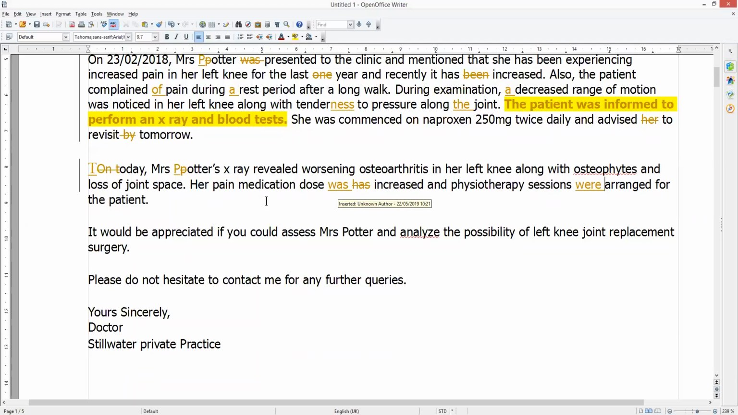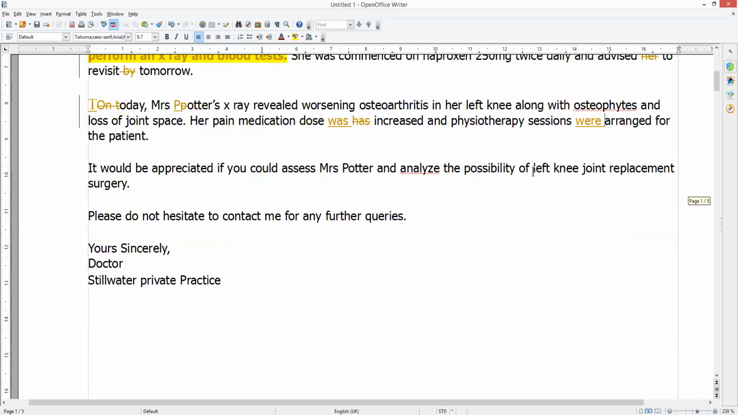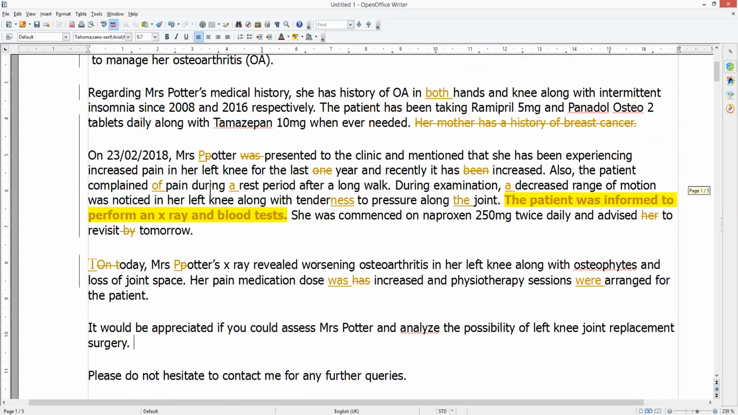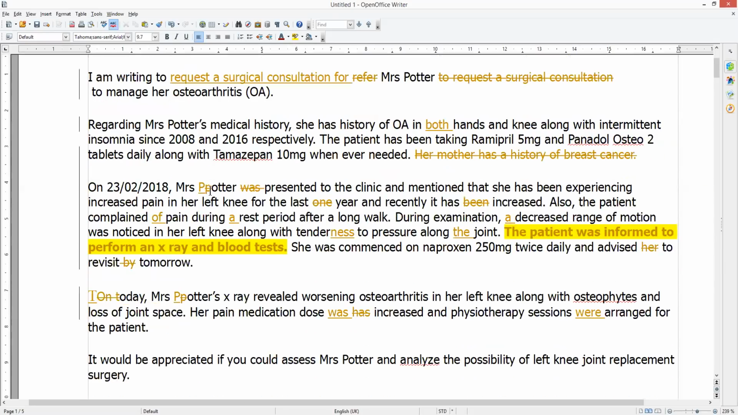It would be appreciated if you could assess Mrs. Potter and analyse the possibility of left knee joint replacement surgery, because surgery is usually uncountable. You can count an operation, but surgery is usually in general terms. Okay, so there's a bit of grammar here we need to have a look at. I'll just leave this on the screen, so when you watch this later, you can see it all, and I'll put this in the group a bit later.